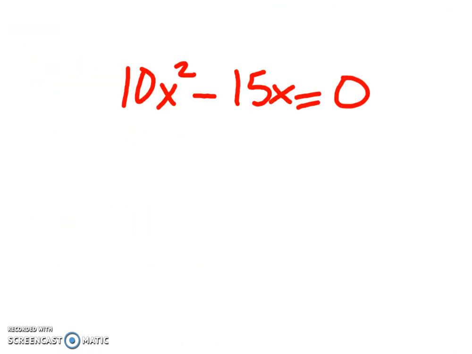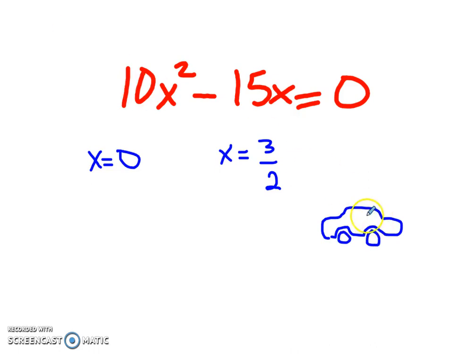Try this one on your own. Pause your video until you get an answer. Did you get 0 and 3/2 or 1 1/2? If you did, give yourself a little drawing of a car. Can be as awful as mine. If you didn't, put an X on the problem, go back and figure out where you made your mistake. Once you figure it out, put a circle around it.